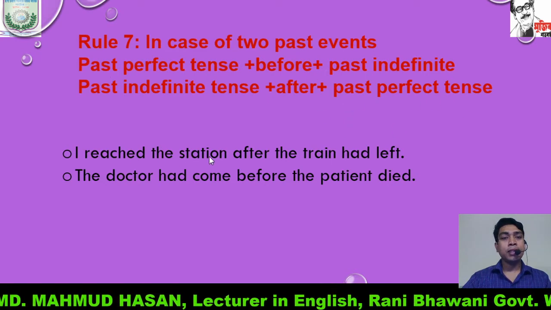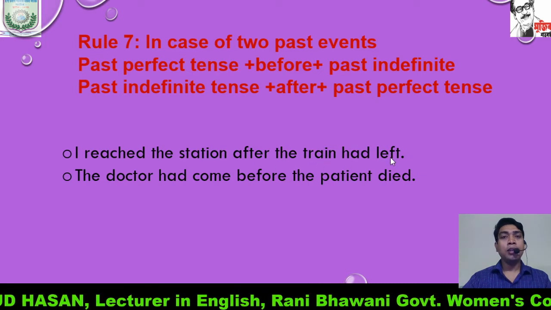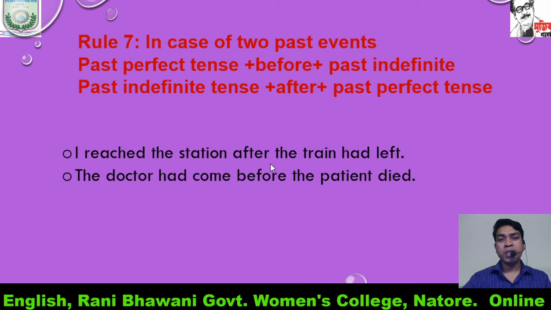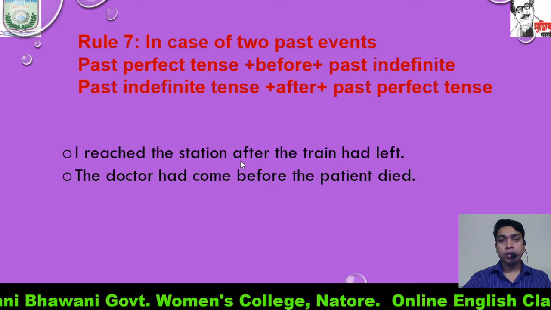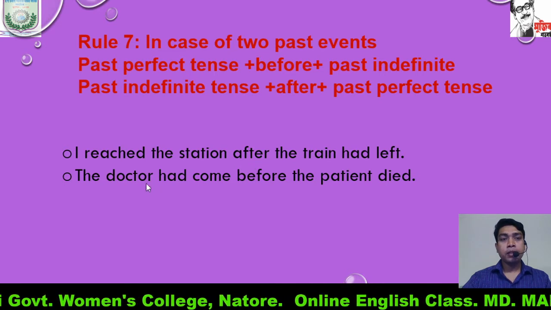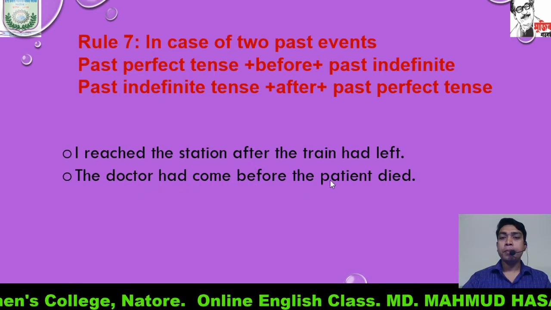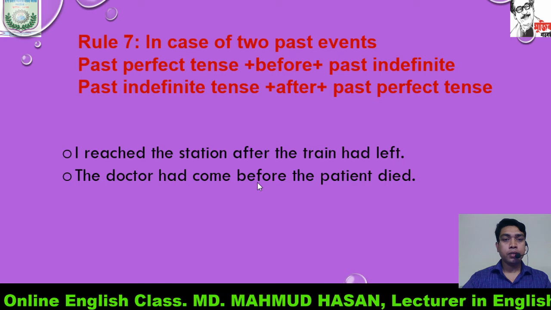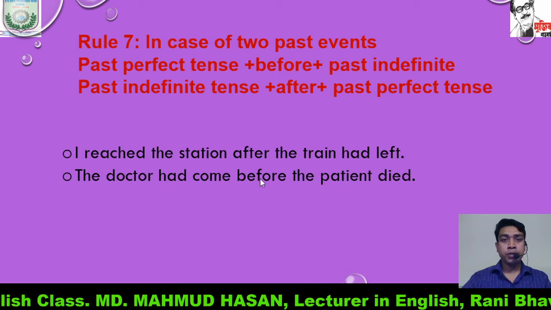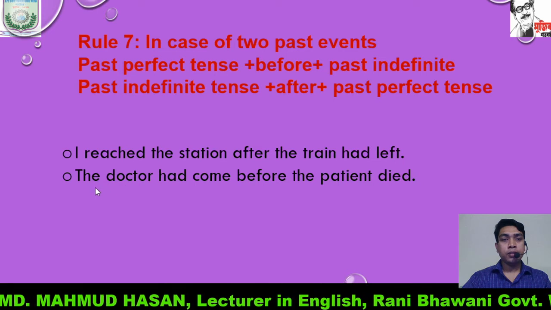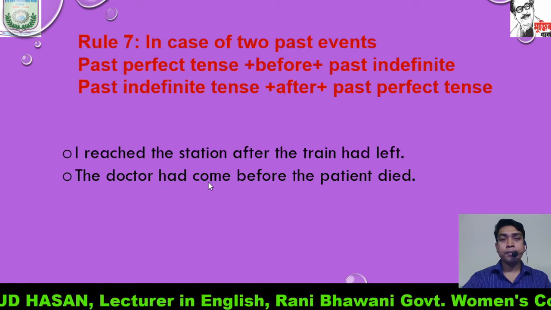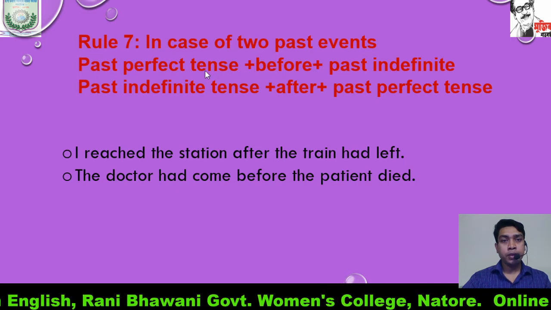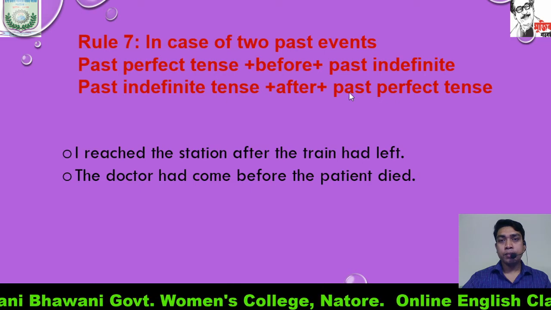I reached the station after the train had left. After the train had left, we use past perfect after the indicator after. The doctor had come before the patient died. Actually, before is used here, and we have used the doctor had come. This is the structure. We use past perfect tense before and after past perfect tense.